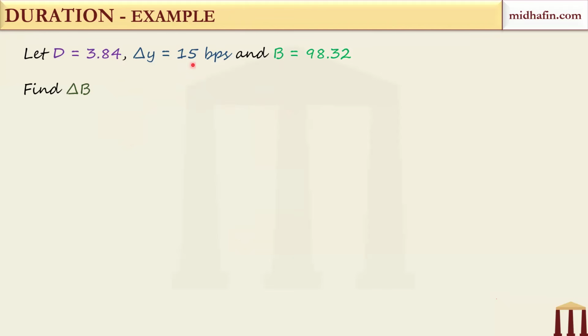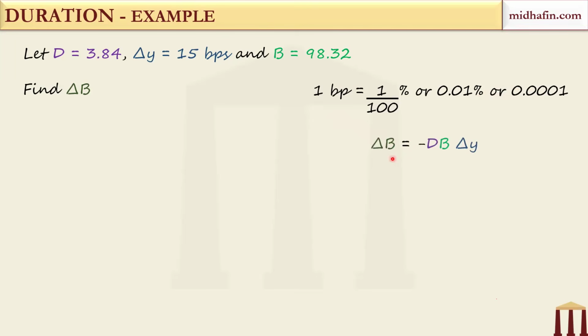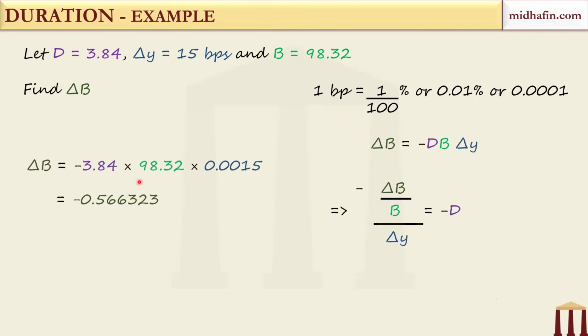Okay. Now just a quick recap. If you have to convert basis points into percentage, what you do? You divide it by 100. But if you have to convert basis points into decimals, you actually divide by 10,000. Okay, so 1 basis point is equal to 0.01%, or in decimal terms, 0.0001. So be sure about the units. Don't make mistakes in the exam. So this is the formula, or this is the formula, whatever you want to use. So you get delta B as negative 0.566323.